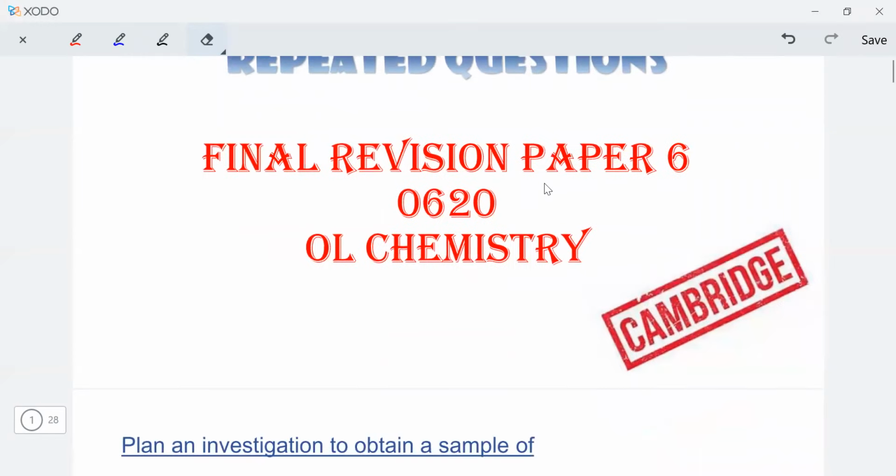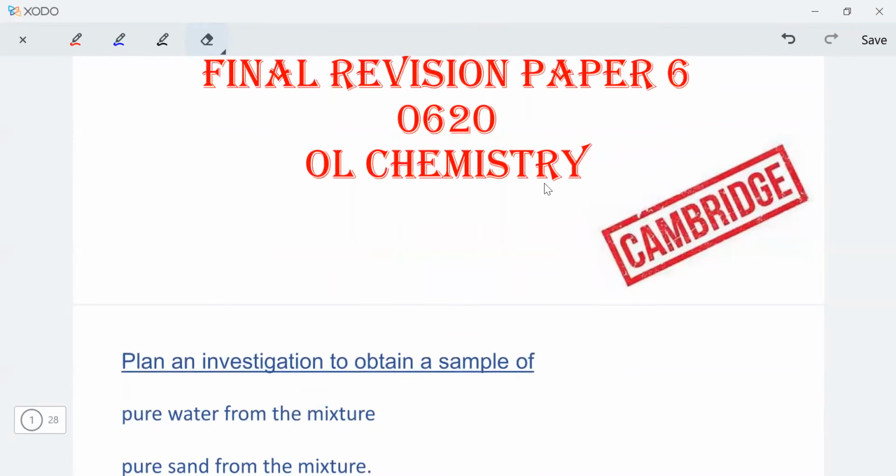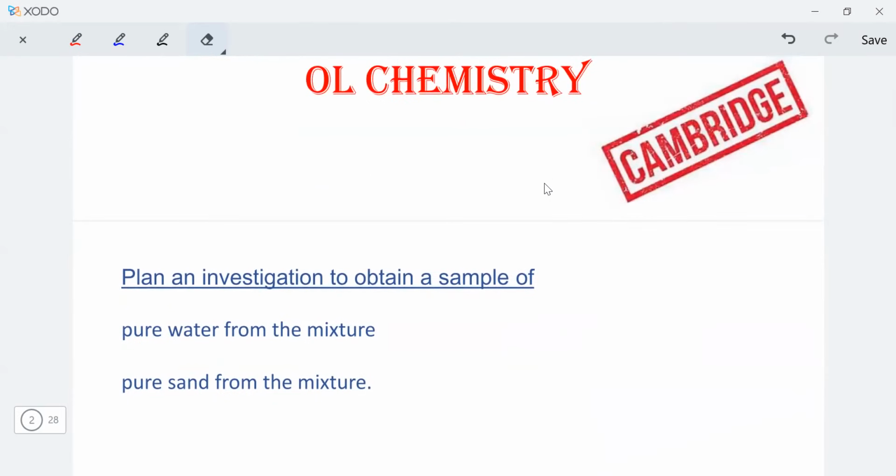So let's start. The first part here is about separation techniques. How can I obtain pure water from a mixture? When you see this statement, you have to say simple distillation. If this question is more than 1 mark, you have to explain the simple distillation process. You have to say that you are going to heat the mixture till evaporation, then cool down the vapor by a condenser.